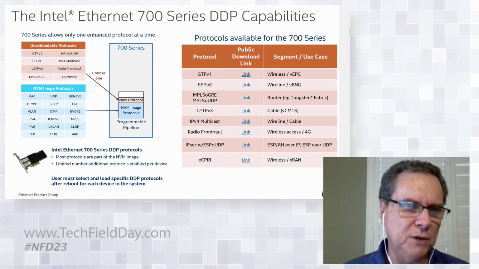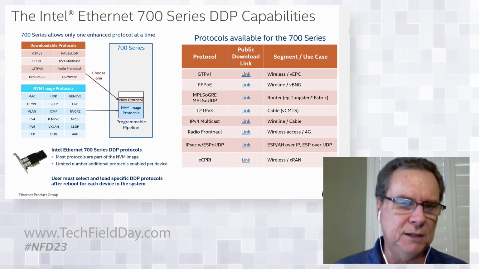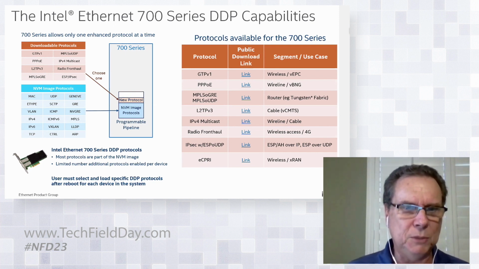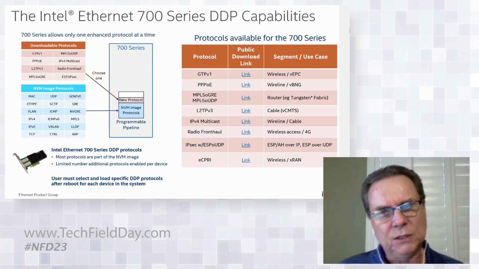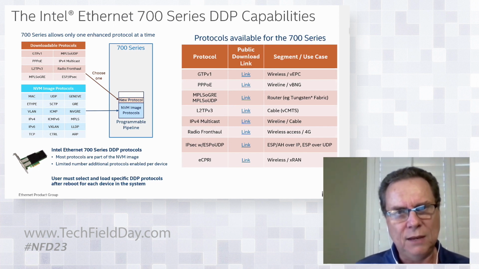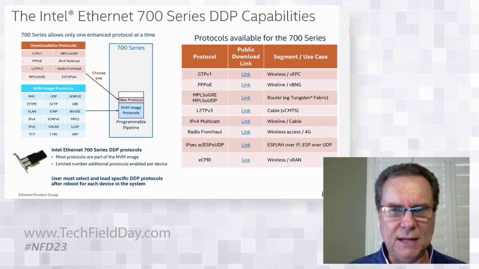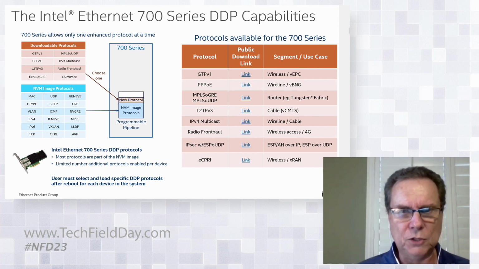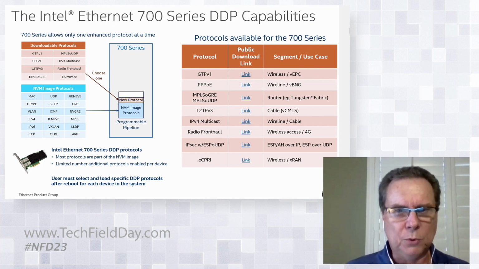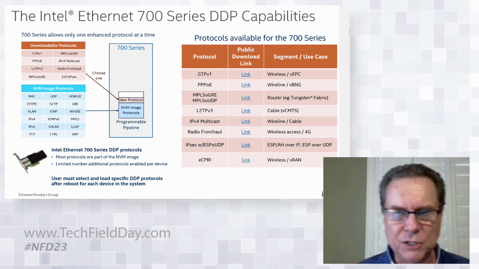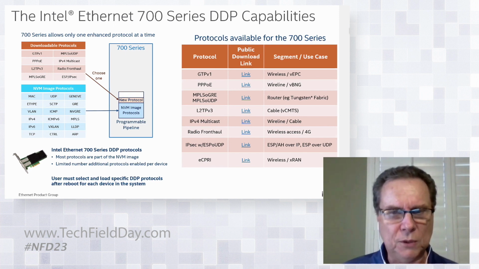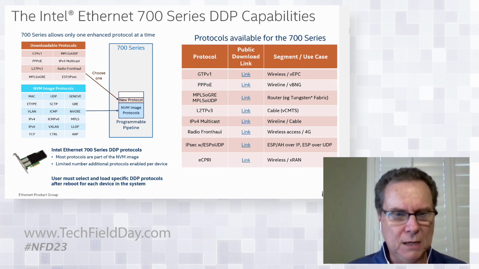So you can see there's a list of more advanced protocols that can be loaded in addition to these NVM image protocols. And on the right side, you can see the protocols available currently today for the 700 series, and they're publicly downloadable. There's no license fee or anything of that nature associated with these. So with these protocols, you can see the segment use case. There's a lot of wireless, cable modem termination system, wireline, and so forth. So a lot of communication type applications can take advantage of DDP using these downloadable protocols.